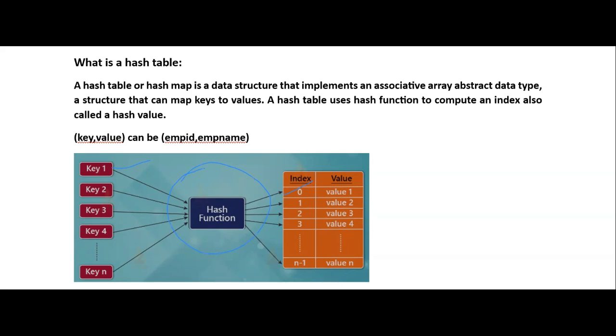Say, for example, key one, when computed in the hash function, generates an index number of 0. So the value associated with key one will go into the 0th index. Coming to key 2, again it goes into the hash function. Say it is mapped to index number 1, so the value goes over here. This is the process of putting key values in the hash table.